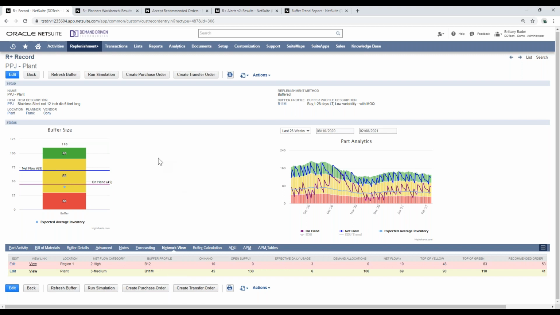As a planner, I know I need to place that order. I've gone through, I've checked everything, I've seen the part activity. I'm okay with what the system's telling me. I need to place that order to get back up to the top of green.